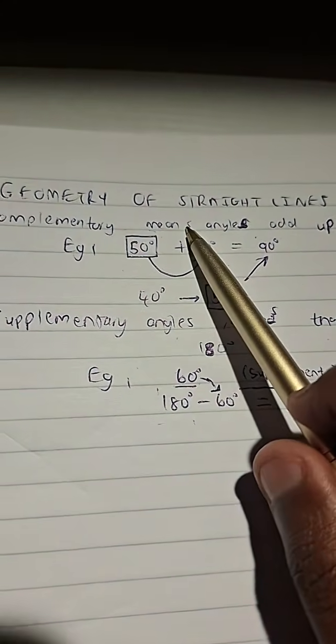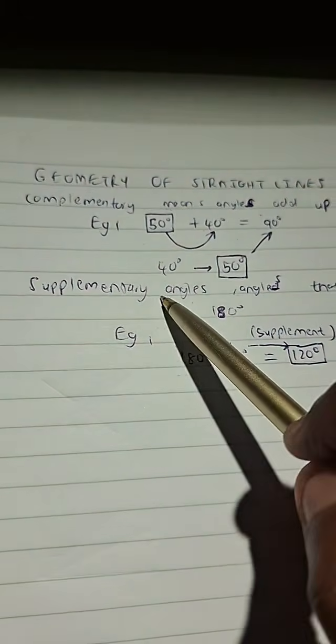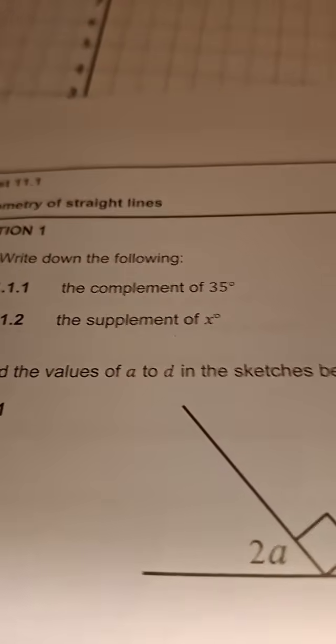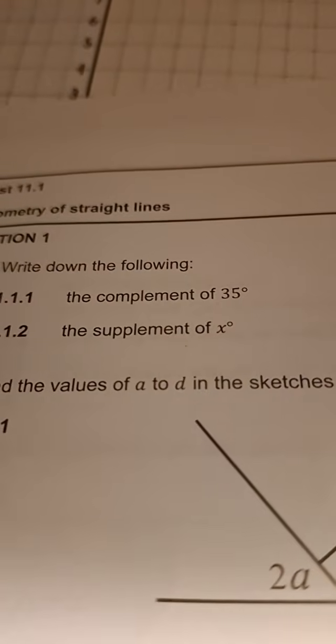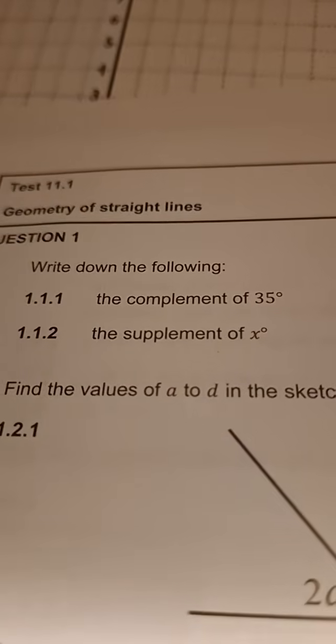So the complement is the angle that we add to another to get 90, whereas the supplement of another angle is the angle we would add to the given angle to get 180. So hopefully we get that. Now go back to the question. What is the supplement of x degrees?